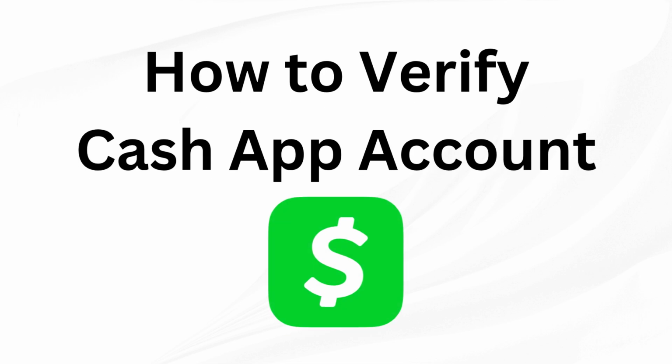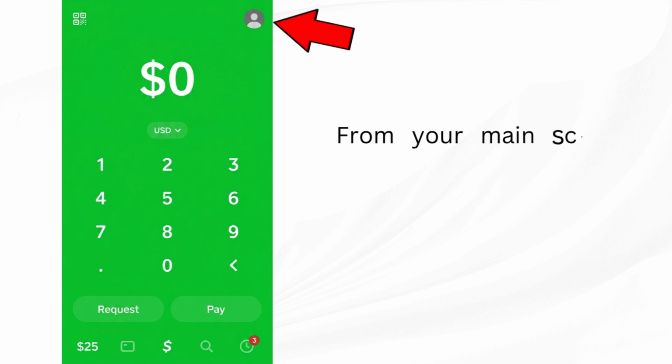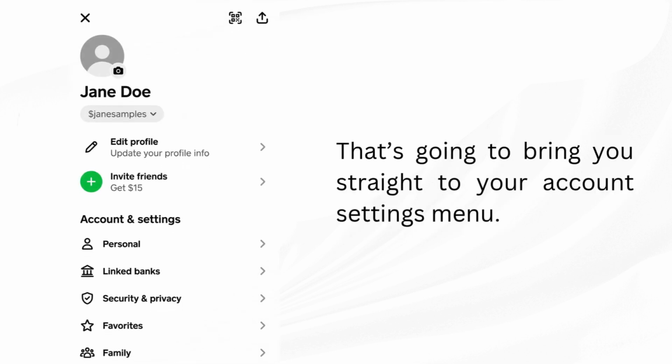How to verify Cash App. First things first, open up your Cash App. From your main screen, look up at the top right corner and tap right on your profile icon. That's going to bring you straight to your account settings menu.